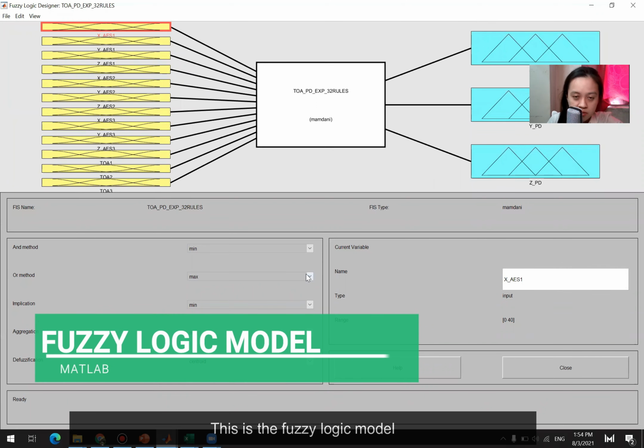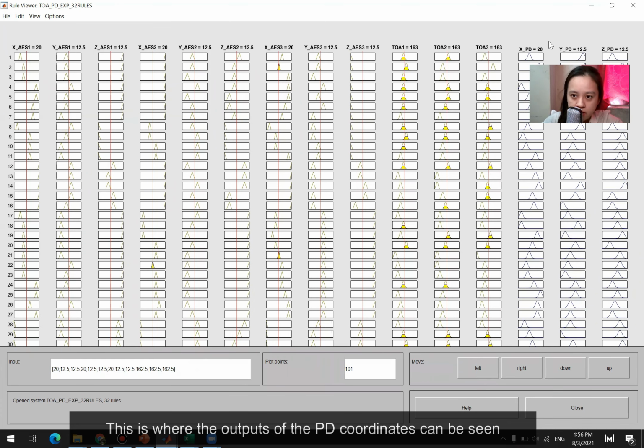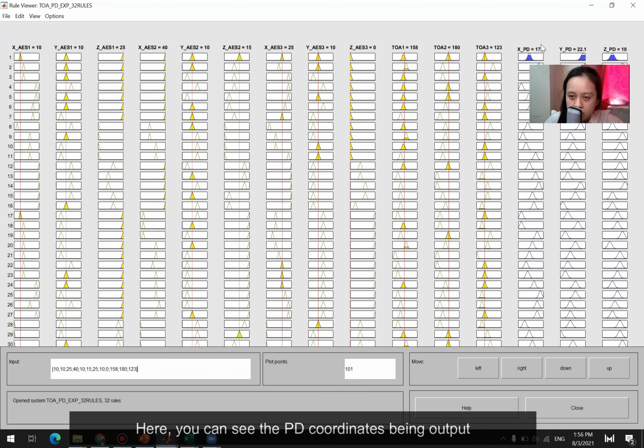This is the fuzzy logic model. Moving on to the fuzzy logic rule viewer. This is where the outputs of the PD coordinates can be seen, and you can see how the inputs are being used to output the PD coordinates. Here is where you put your inputs. Here you can see that the coordinates are being output, and they are output in centimeters.